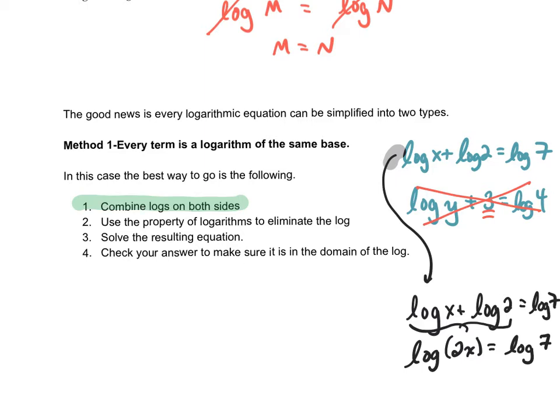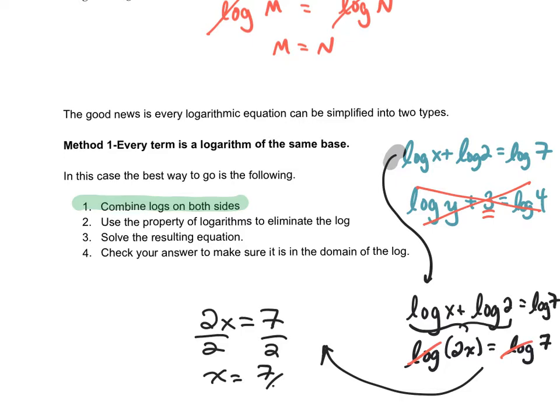Now it looks very similar to what we had above, where we have a log on each side. So I can just cancel that log out, and we'll be left with an equation which we can solve. Our resulting equation in this one is simply 2x equals 7, which I can solve just by dividing by 2. So x equals 7/2.